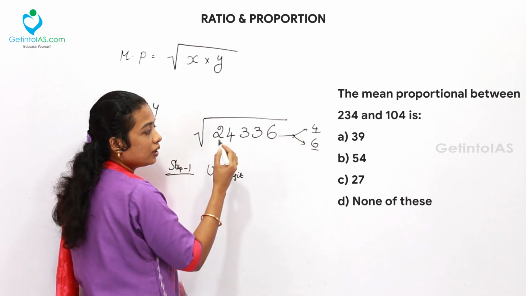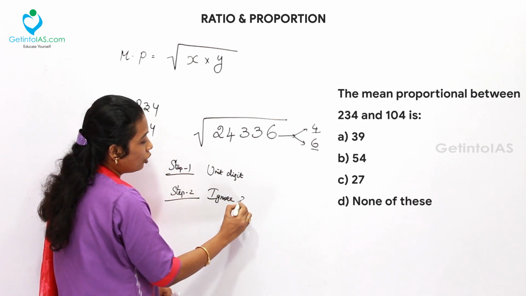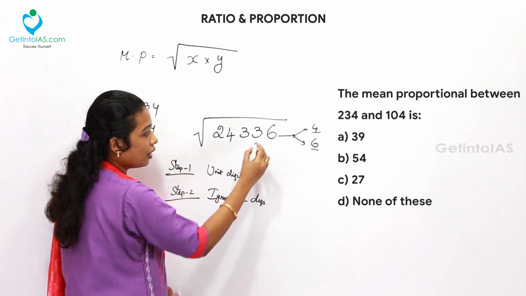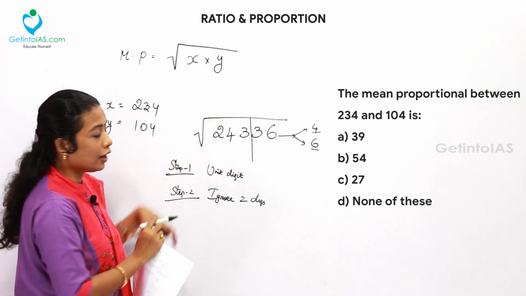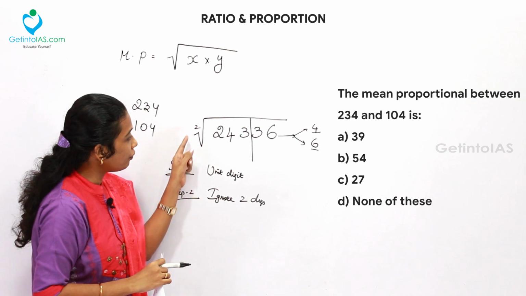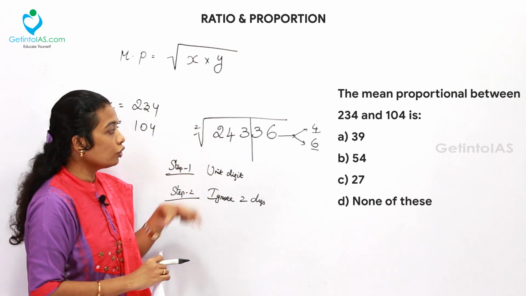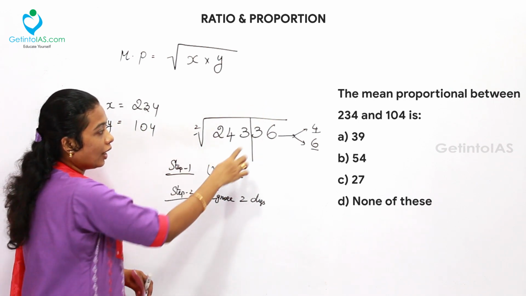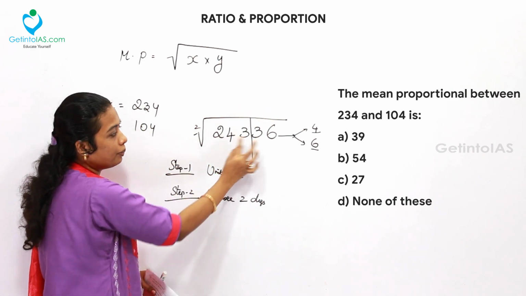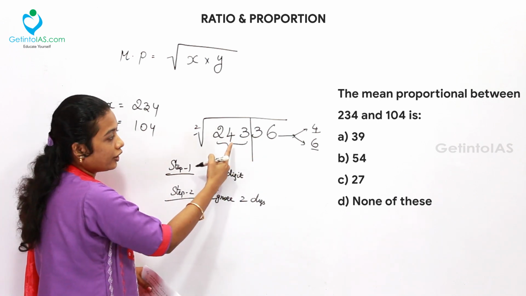Okay. What about the next step? Step 2 is ignore the last 2 digits. The last 2 digits we need to ignore. In the case of finding a square root, you skip the last 2 digits. In the case of finding a cube root, you skip the last 3 digits. That is the concept over here. I have ignored these 2 values. Why? Because I am going to evaluate this value, that is 243.